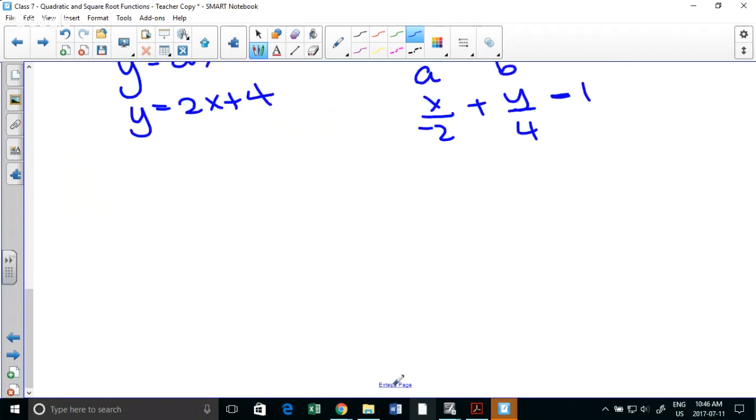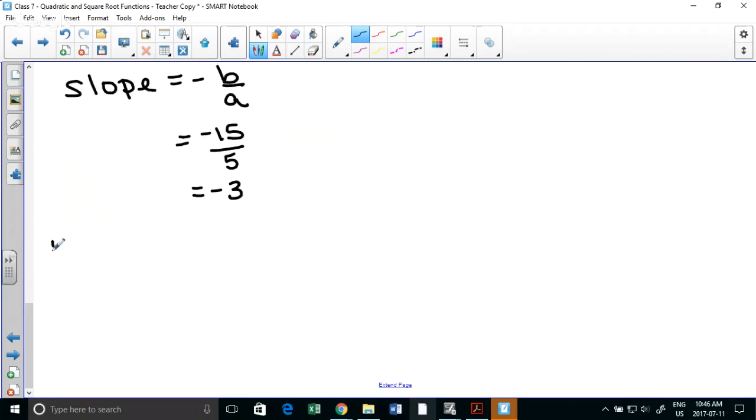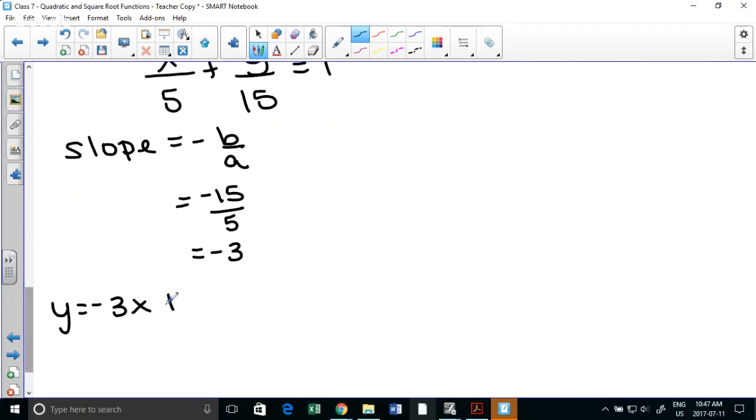Just very quickly, converting from symmetric to convert to functional, you need the slope, which is -b over a, which is -15 over 5, -3. So I have the slope, and I have that the y-intercept is 15. So this is done.